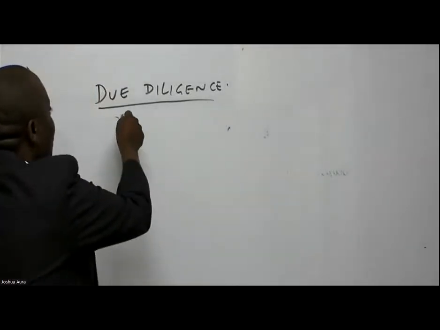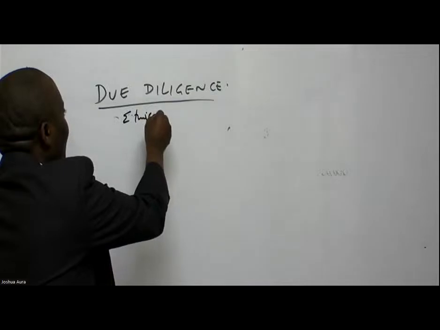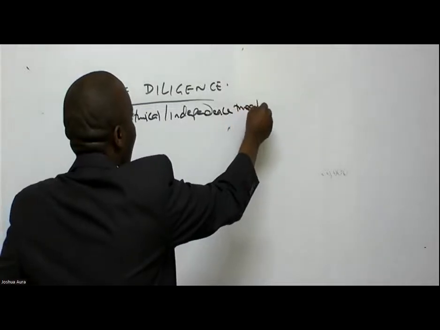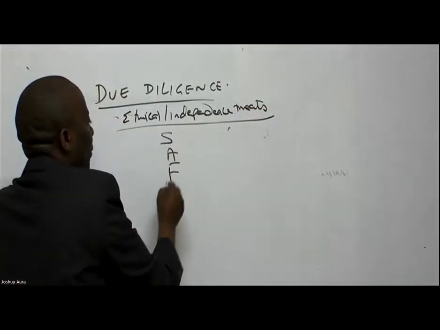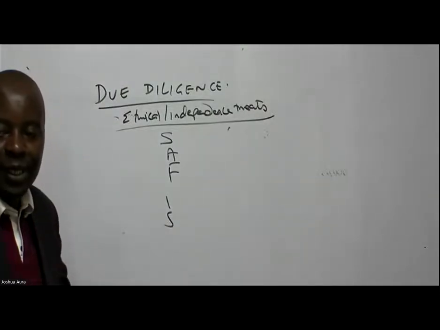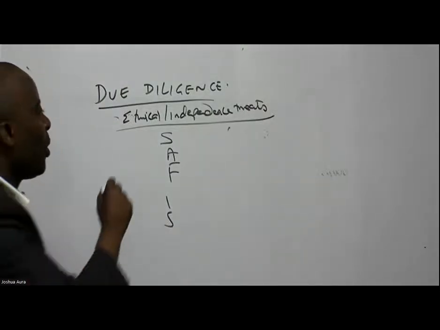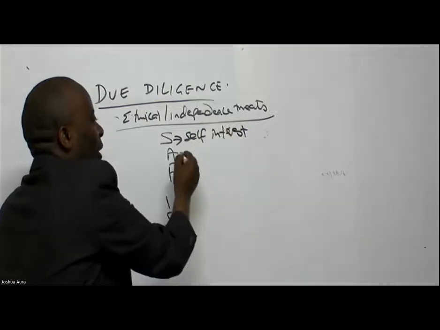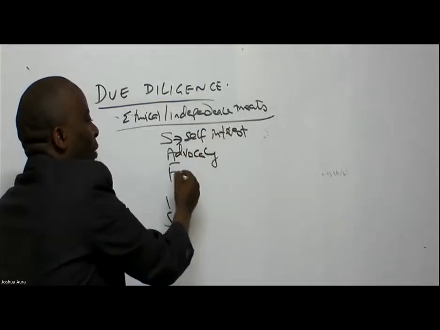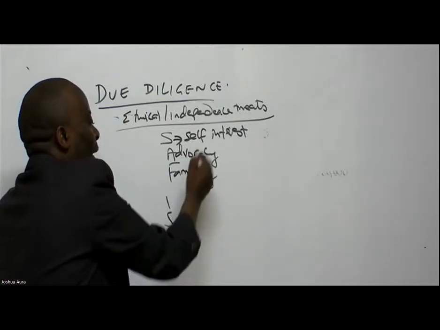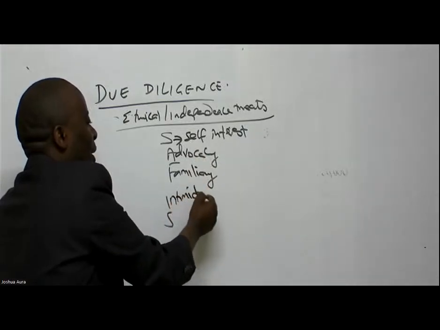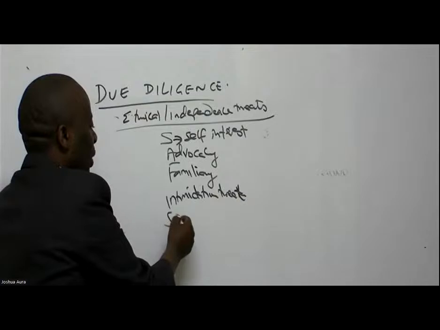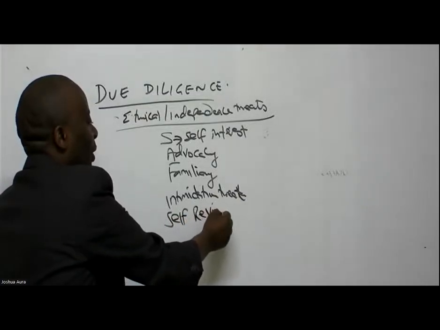Ladies and gentlemen, remember ethical threats. Ethical independence threats. Remember the concept of Mr. Surface. Where S stands for what here? For self-interest. We have what we call advocacy. We have what we call familiarity. We have what we call the intimidation threat. And then of course we have what we call the self-review threat.